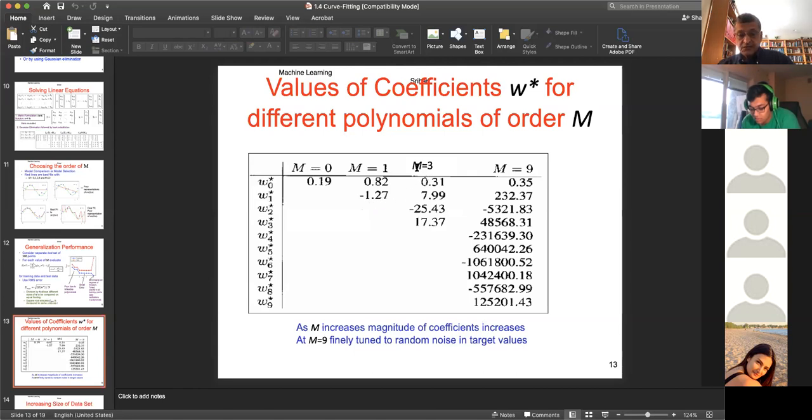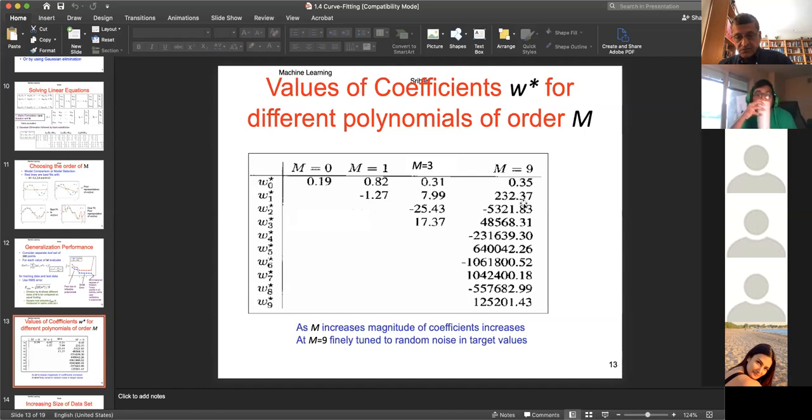Then they said, okay, what if we choose m equal to 3? You'll need w0, w1, w2, w3. The values are 0.31, 7.99, minus 25.43. So you see, these would be the values that you would need for that same data set. And they said, what if I make m equal to 9, a ninth degree polynomial fit? You see the w's, how they change.